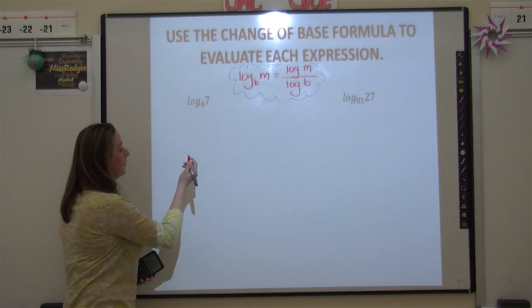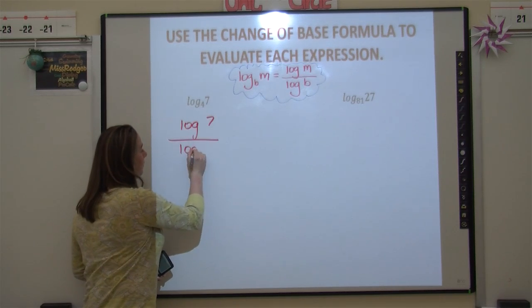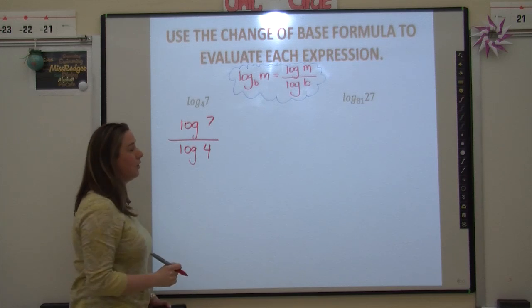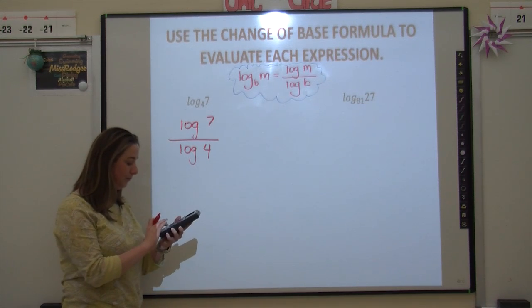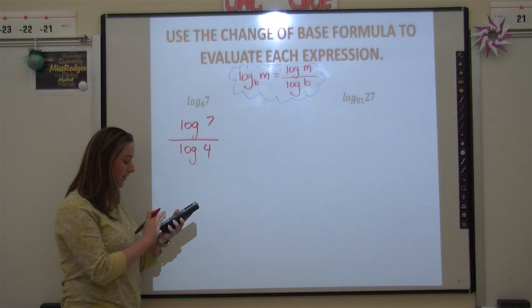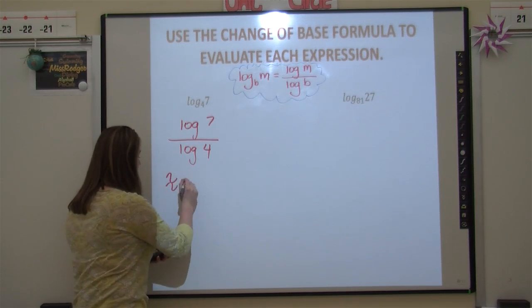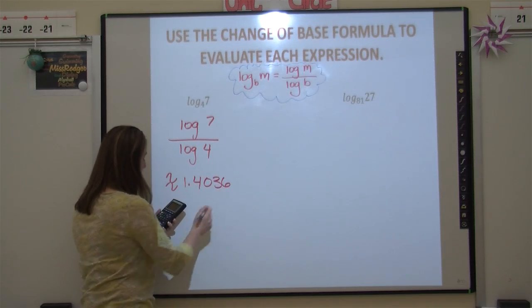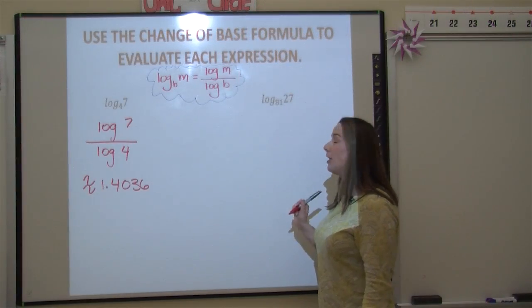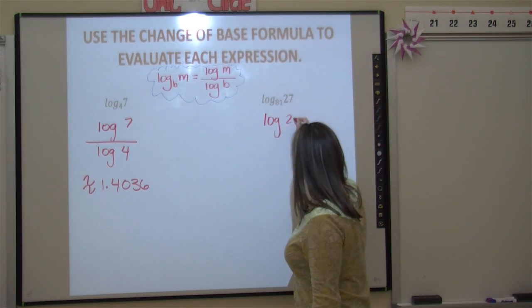So log base 4 of 7 is going to be log of 7 over log of 4. And we get this from our equation. So I can now use my calculator to type this in and evaluate. Log of 7 divided by log of 4 is going to equal about 1.4036.